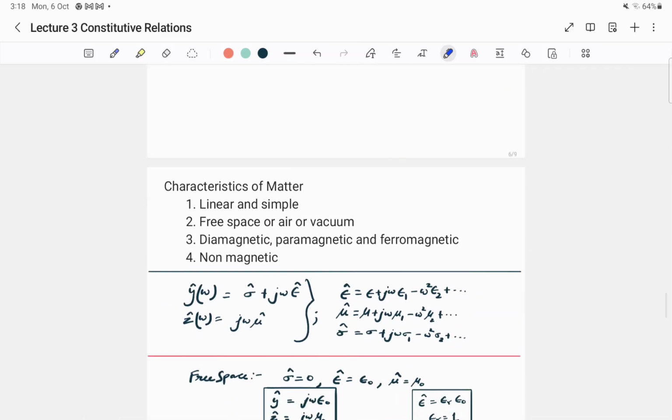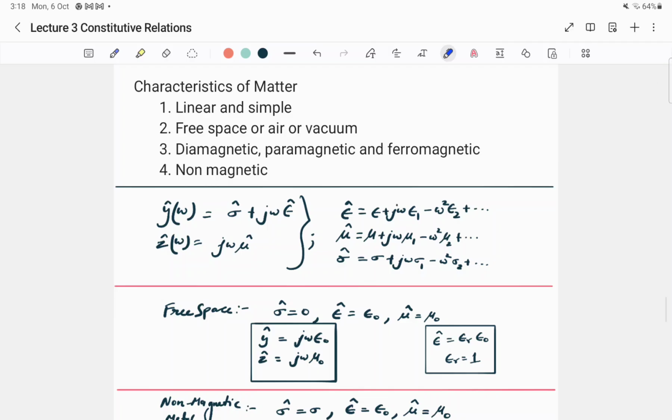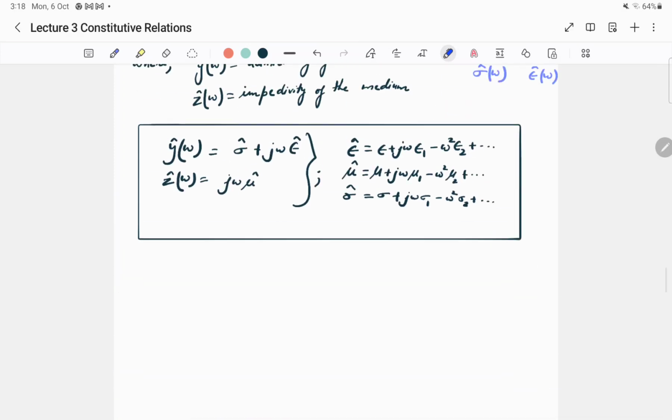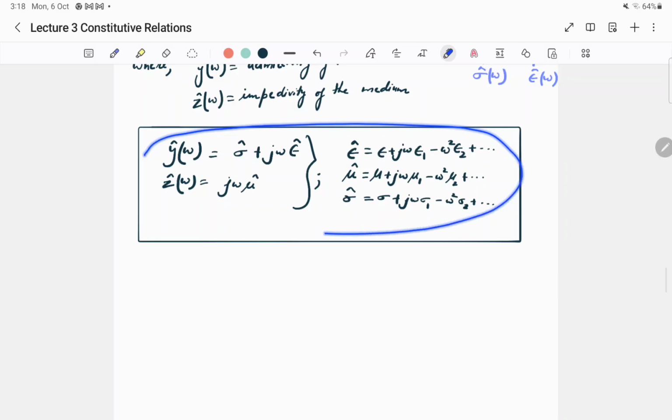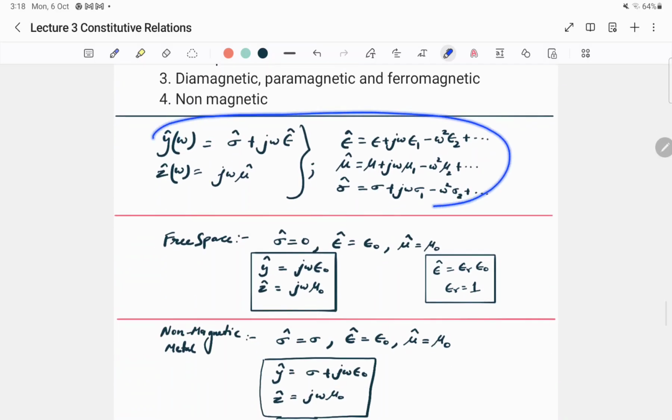Now let's start with the characteristics of matter. In this topic we will see matter which is linear and simple, free space, air or vacuum, they are all the same, just with different names, diamagnetic, paramagnetic and ferromagnetic material and non-magnetic material. So these equations I am writing again over here for our reference.